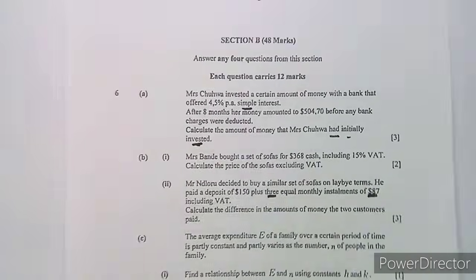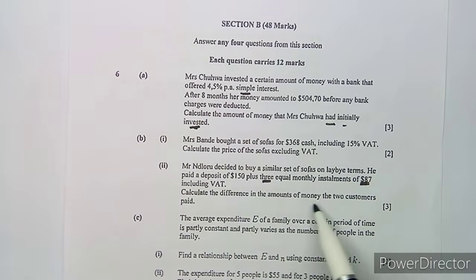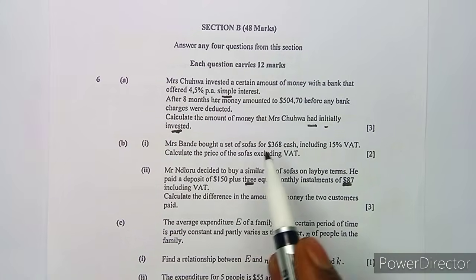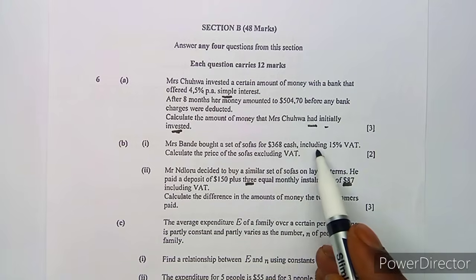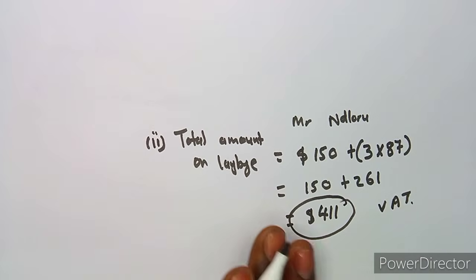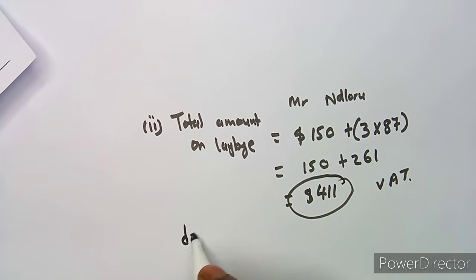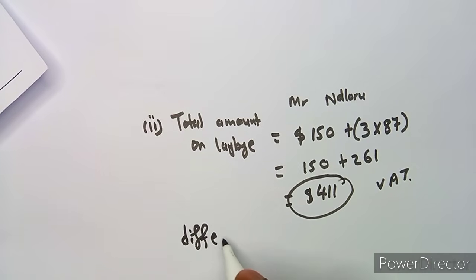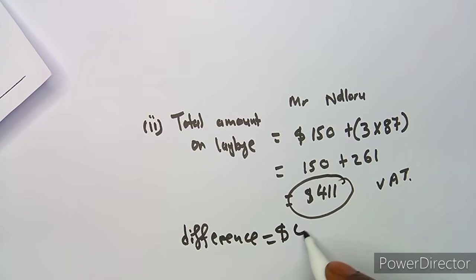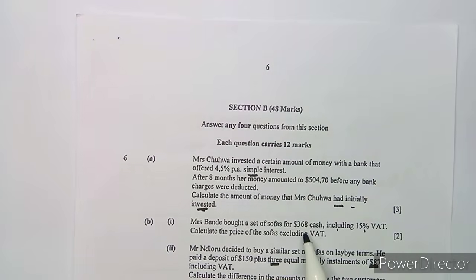But here we are asked to calculate the difference in the amounts of the two customers. The first customer had to buy at 368, including the VAT. That is 368. So what is the difference? We are going to subtract. So the difference in their amount is going to be this one, with a bigger amount of $411 minus the one who bought this on cash.